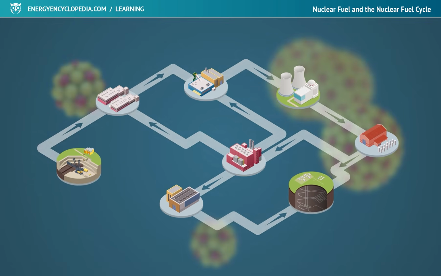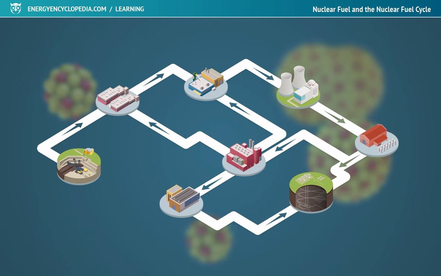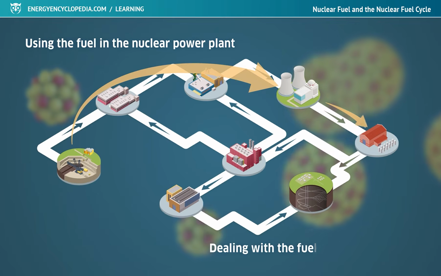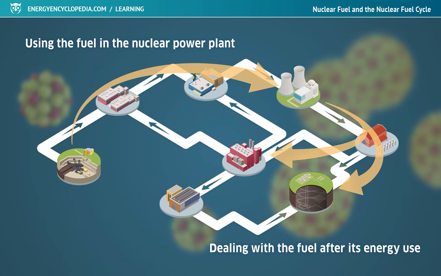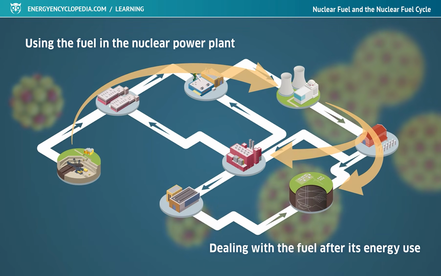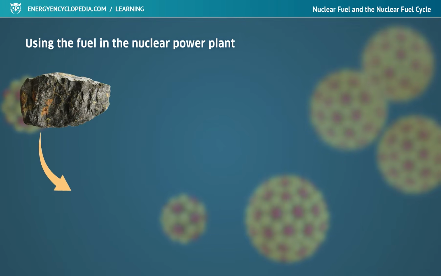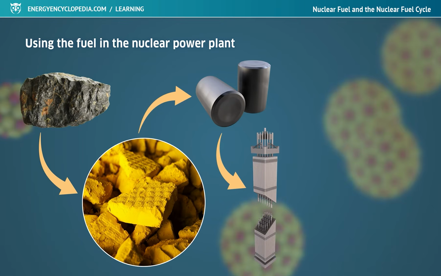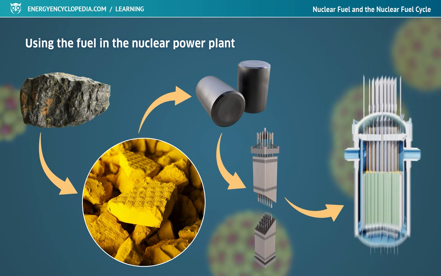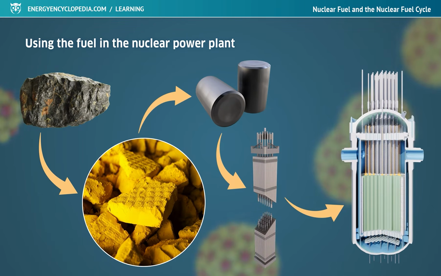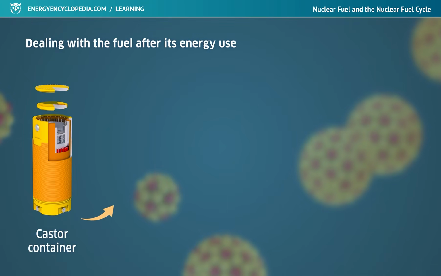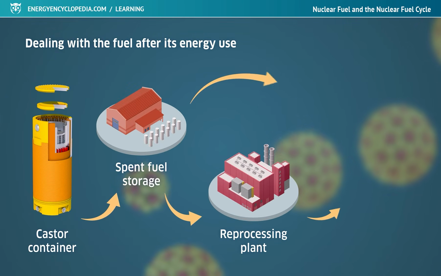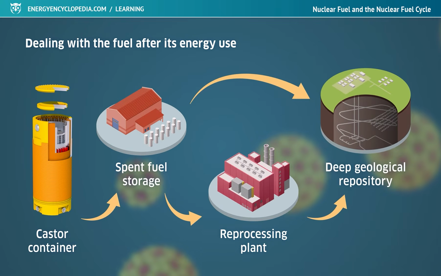When we look at the nuclear fuel cycle as a whole, it can logically be divided into two parts: the part for using the fuel in the nuclear power plant and the part dealing with what to do with the fuel after its energy use. The first part includes the complete production of fuel from ore extraction and primary processing, through enrichment and production of fuel assemblies, to transportation to the nuclear power plant and loading into the reactor's core. The second part includes temporary storage of spent fuel assemblies, possible reprocessing of fuel, and methods of its final storage in deep geological repositories.